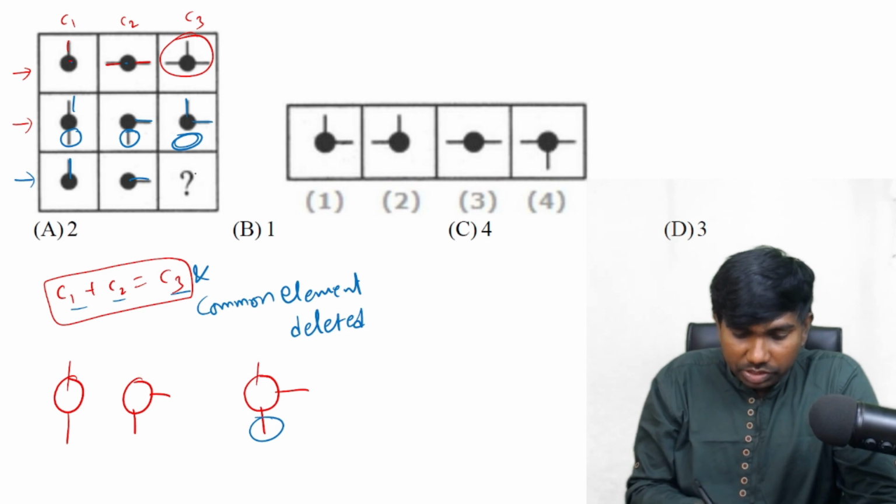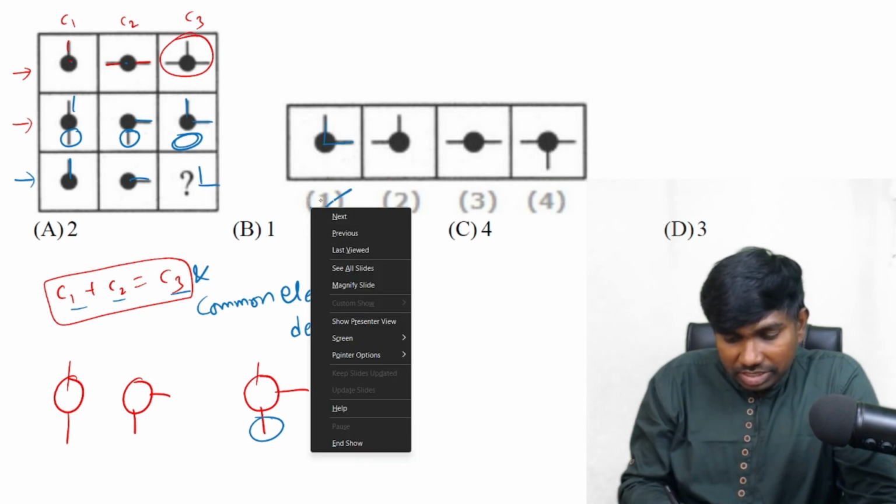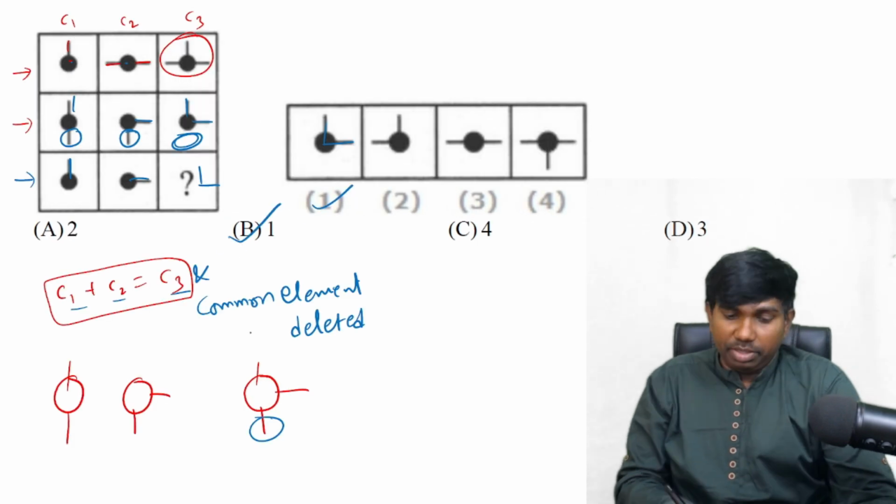If we combine these two, we'll get this shape. So that shape is available in figure 1. Figure 1 is the answer, but figure 1 is there in option B. Option B is the answer.